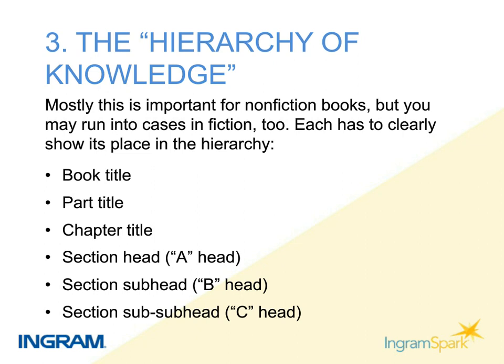And, for instance, in my little bullet list here, you can see that this is a hierarchy. It starts with the book title, then you might have a title of one part of the book, then the chapter titles, and each of these is a subset of the one above them. Then our section heads, and most nonfiction books have A-level heads. Some of them have A and B-level heads. Some of them have A, B, and C-level heads. At this point, it becomes quite a challenge for the book designer to adequately design these so the reader will instantly know what it is they're looking at and where this information falls in that hierarchy of knowledge.